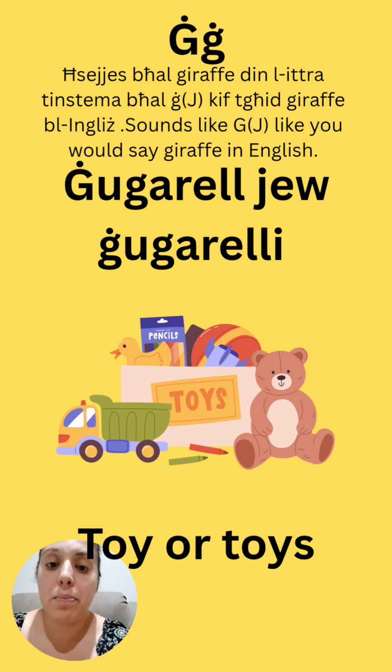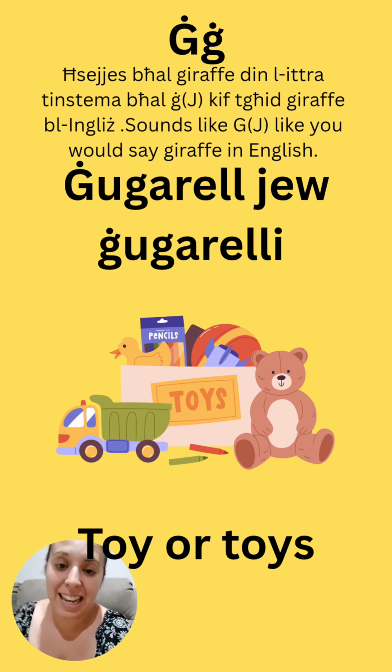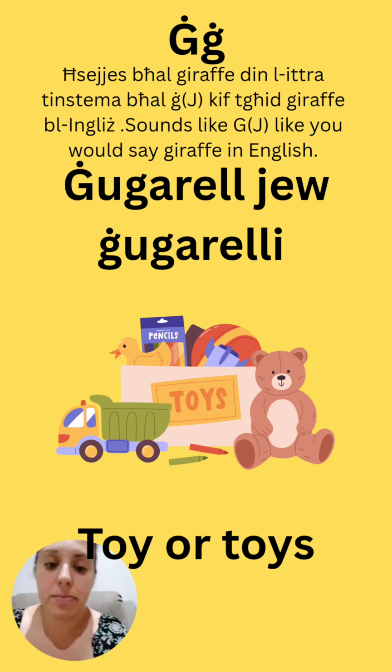So, per esempio, giocarel jew giocarelli, toy or toys. Again, if you're saying one toy, you're saying giocarel. If you're saying more than one toy, so you've got a whole heap of toys, you're saying giocarelli. Okay?